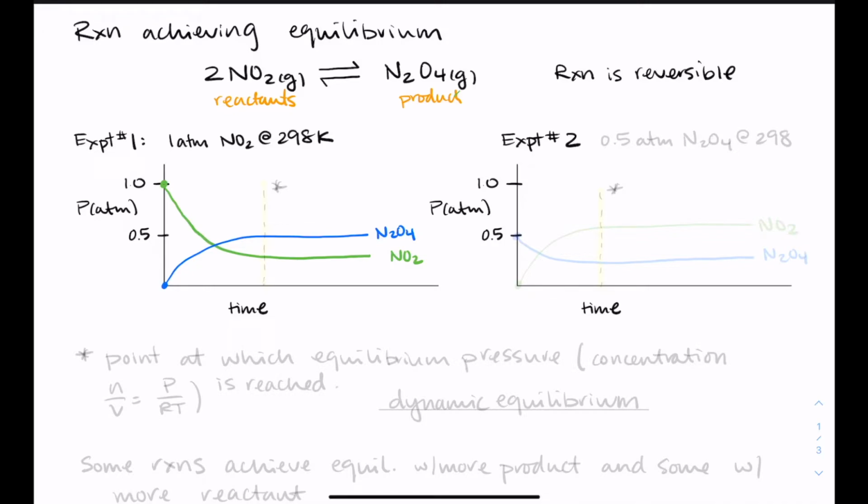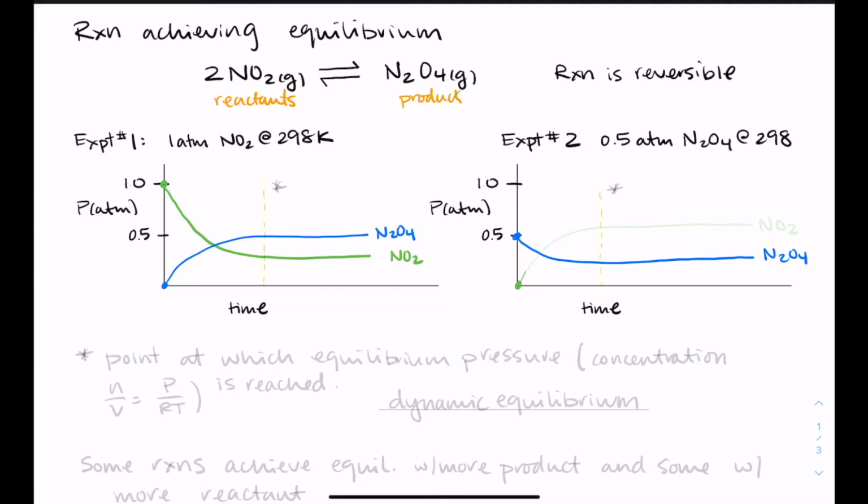Now, we could do another experiment, and in our other experiment, we're going to start with 0.5 atmospheres of N2O4 at 298 K. So now I'm starting with 0.5 atmospheres of product and 0 reactant. But it doesn't matter because my reaction will proceed. It just happens to proceed to the left this time because I only have product, so I've got to make some reactant. So my product pressure goes down as the reaction proceeds. My reactant pressure goes up from 0, and there's a point at which those pressures stop changing.